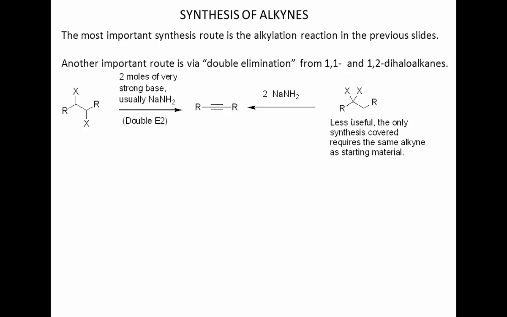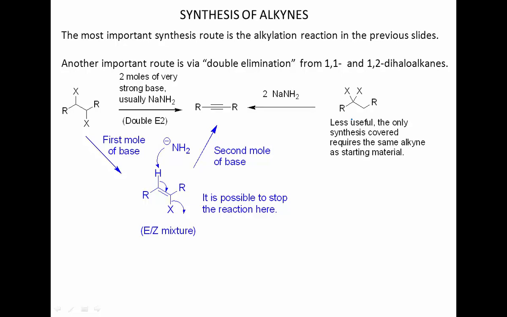This is less useful because what we're going to see is that the only reaction in 313 or 314 that we ever cover that makes a 1,1 dihalide uses an alkyne as its starting material. So that's not going to have any net utility. We turn it into something, then turn it back into what we started with. That's kind of generating chemical waste for no reason.